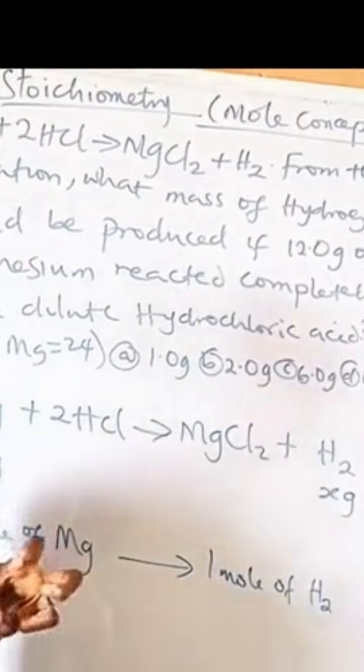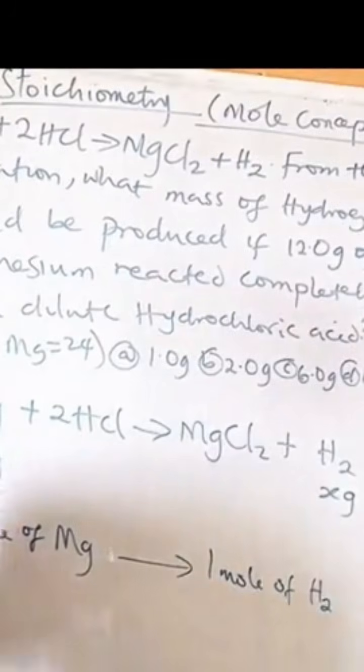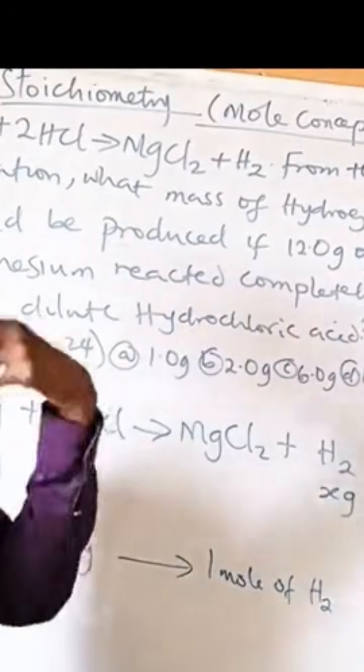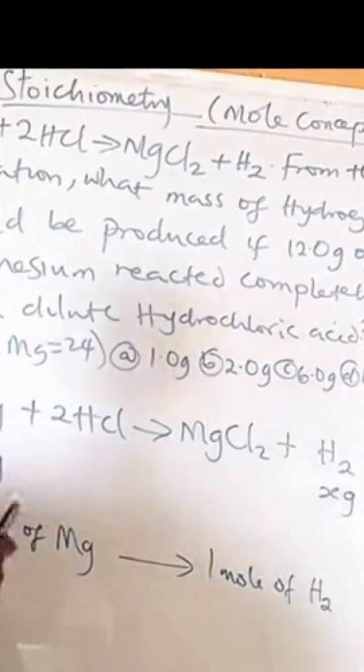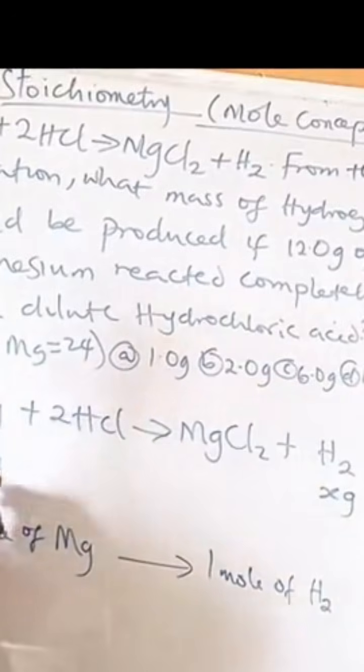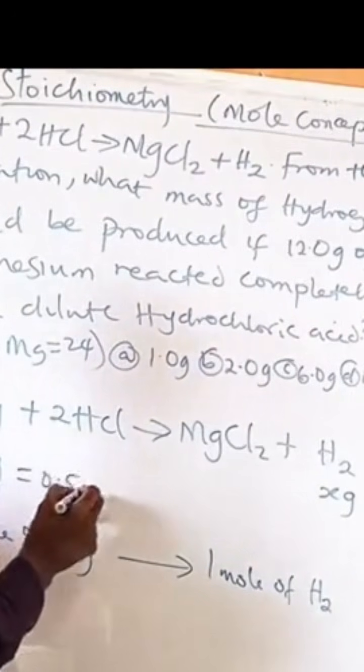And from the equation I've given, this is 12 grams. If you want to convert it to mole, you use equation 1, which is number of mole equals mass over molar mass. This is the mass. So you divide it by the molar mass of magnesium, which is 24. So when you divide by the molar mass of magnesium, that's 1/2, that is 0.5 mole.